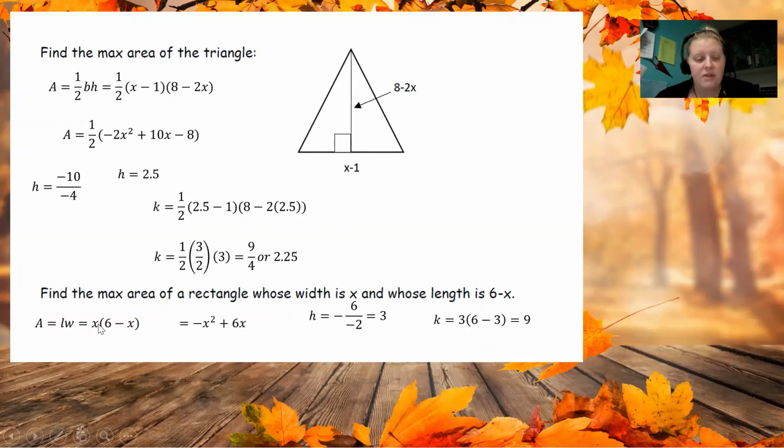All right, so you should have had x times the quantity 6 minus x, and if you distribute, you get negative x squared plus 6x. You're going to take your opposite b over 2a and get 3 for h, and then you're going to plug that in for x and get an answer of 9. So the max area of that rectangle is 9 units.